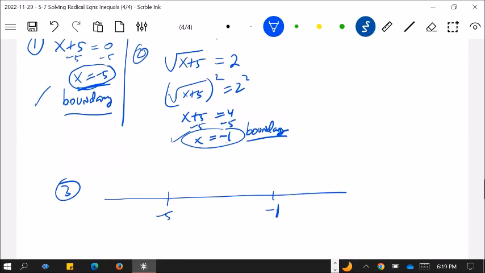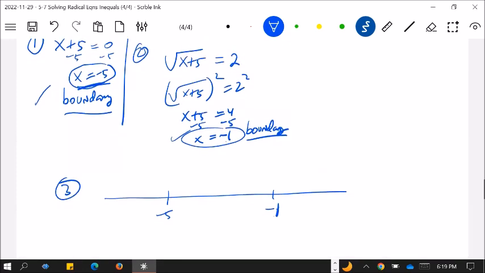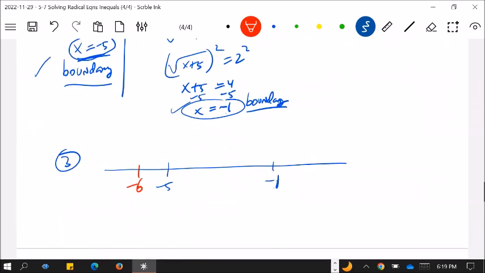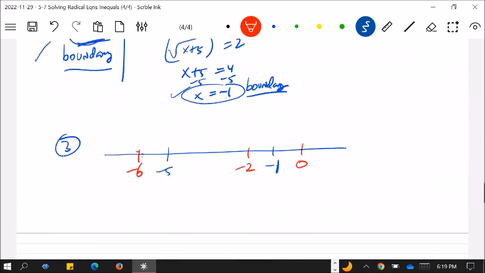Okay. So I want to pick numbers that would help us determine if the inequality is correct or not with those numbers. In between negative 5 and negative 1, probably negative 2. And over here, I'll do 0. I could choose any number. For this one here, I could choose negative 8 million, except it's going to make for a very hard problem to figure out. So let's not do that.